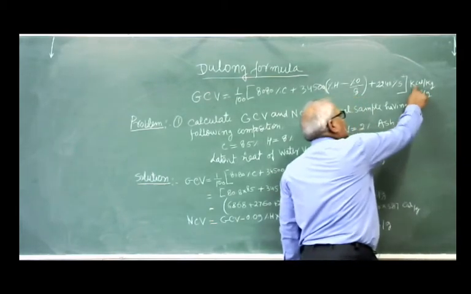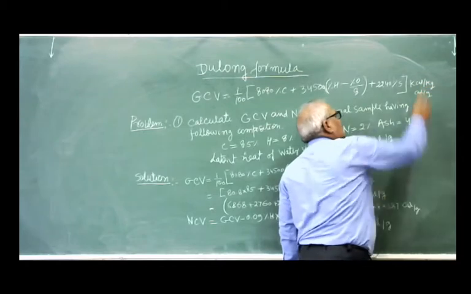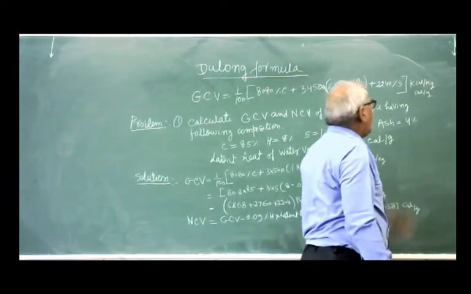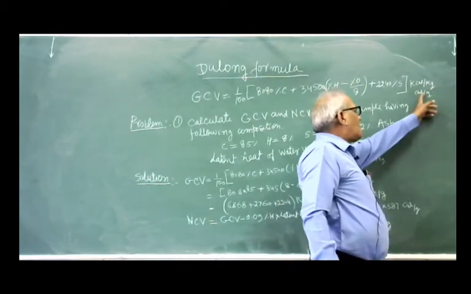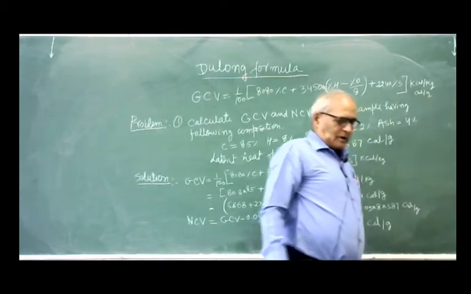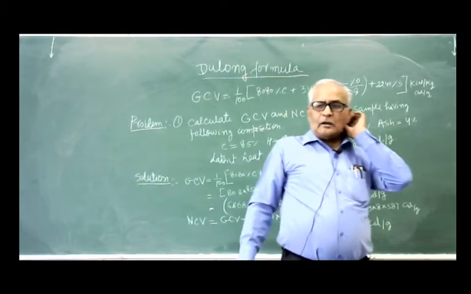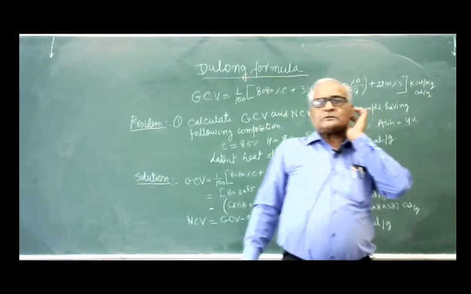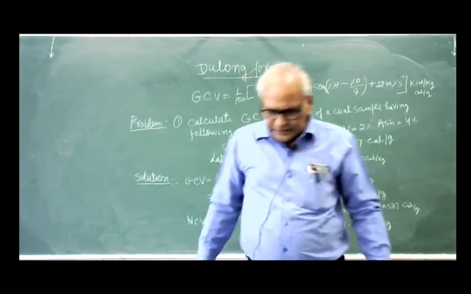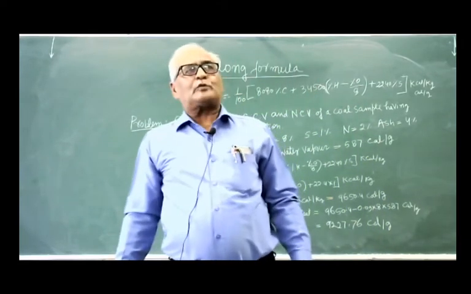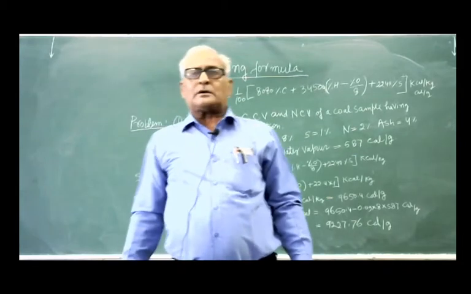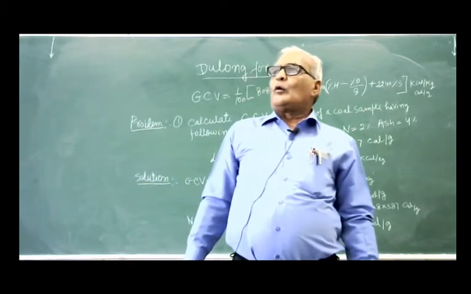When you write here kilocalorie, you will write here kg. If you write calorie, then it is the gram. Because the definition of the calorie is the heat required to raise the temperature of 1 gram of the water by 1 degree centigrade.